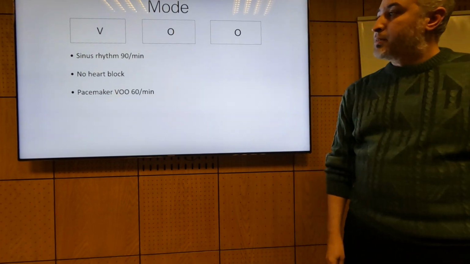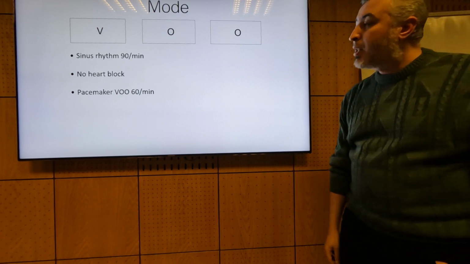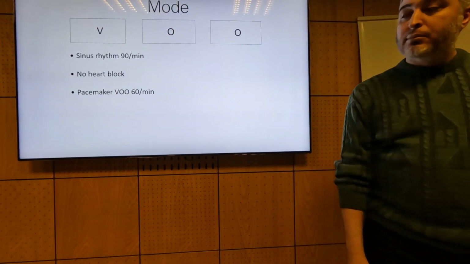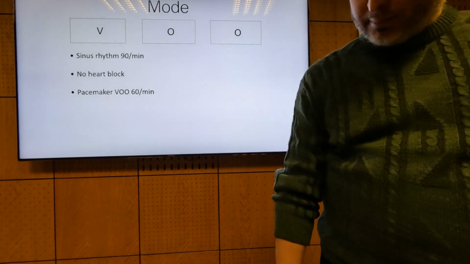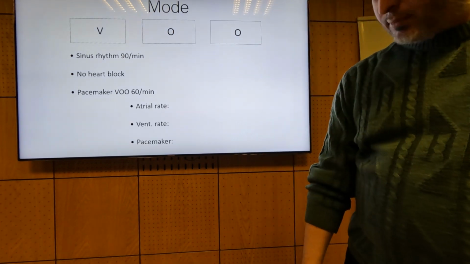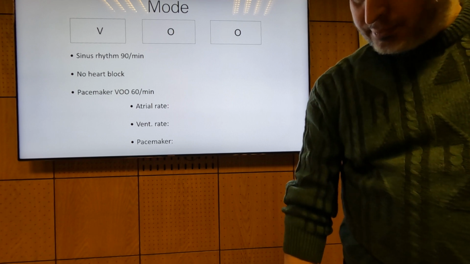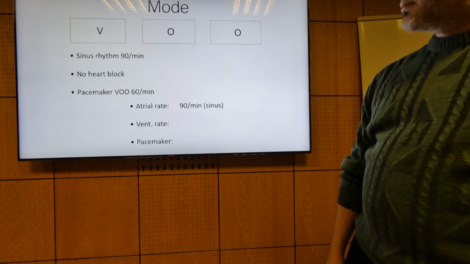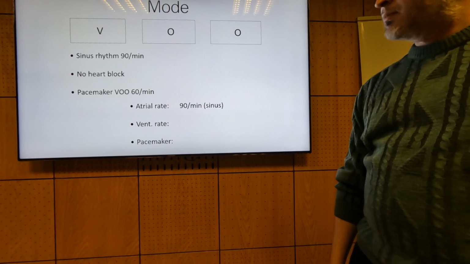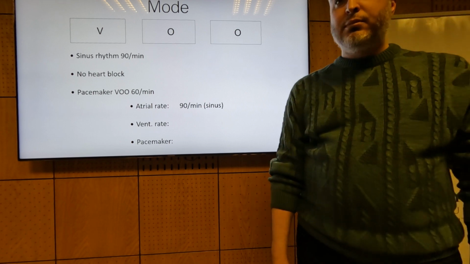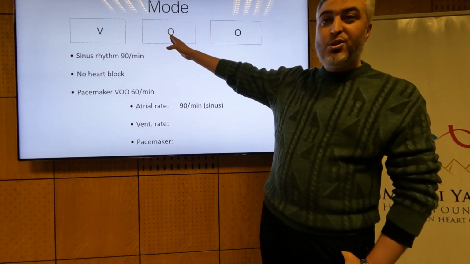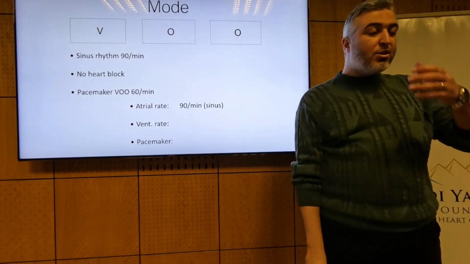Sinus 90. No heart block. VOO at a rate of 60. What's the atrial rate? 90 sinus. What's the ventricular rate? 90 conducted. No, it's faster than faster. You're not sensing. You have your eyes shut.